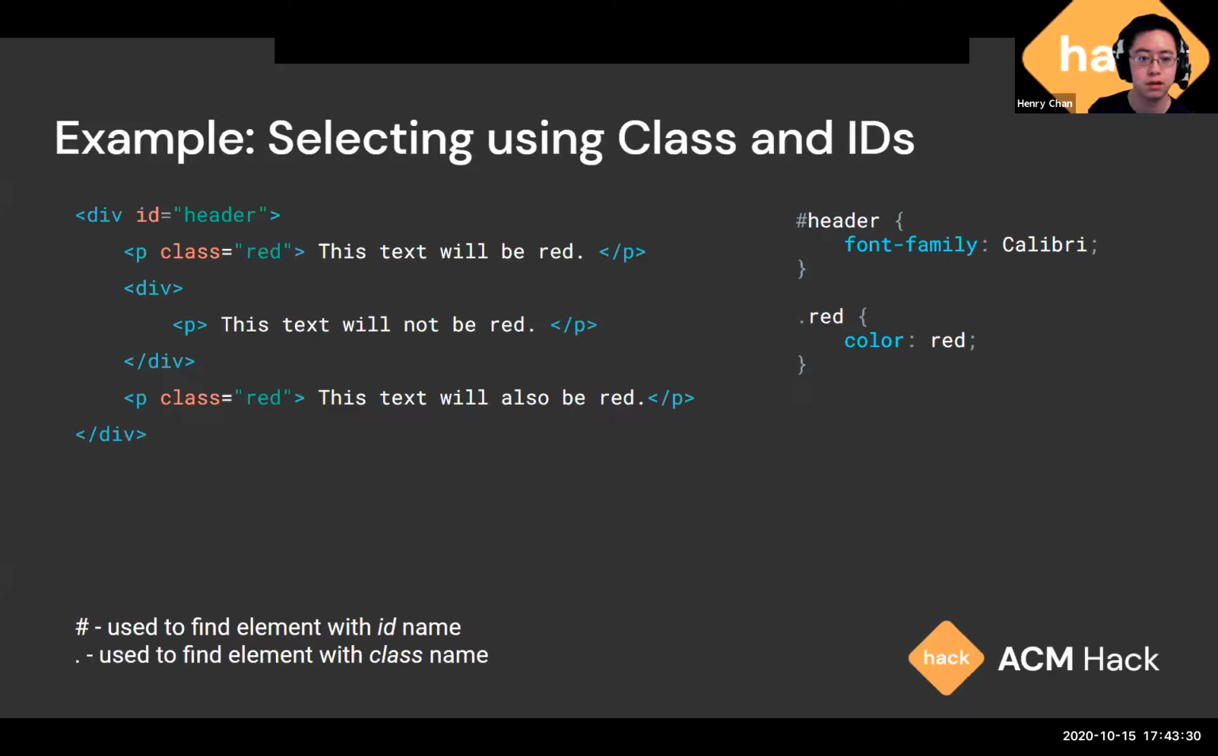And so this is another example of just using class and IDs. As you can see here, we have a div that has the ID of header, as well as different paragraph elements that have the class of red. And so the way we handle this is that for IDs, we use the pound sign for header, and that way we can change just the div that has the ID. And then for red, we can similarly do the class selector for red and change the color to red.